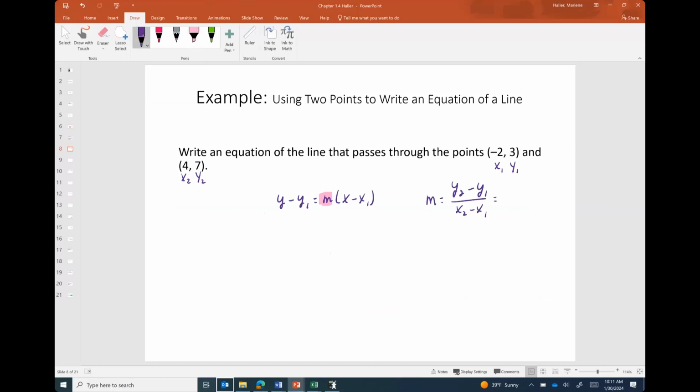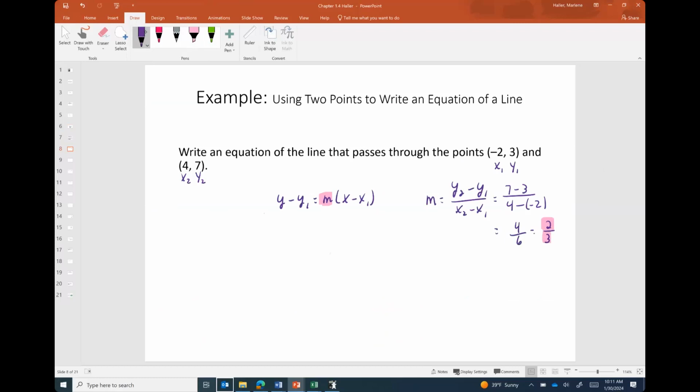All right, and so for these 2 points, y2 is 7 minus y1, that's 3, over x2, that's 4, minus x1, so that's minus -2. So 7 minus 3 is 4 over 4 minus -2, that's 4 plus 2 over 6. 4/6, of course, reduces down to 2/3. So now we have our slope, and we have what we need, so we can plug a point and that slope into the equation, and we'll have the point slope form for the equation of the line.